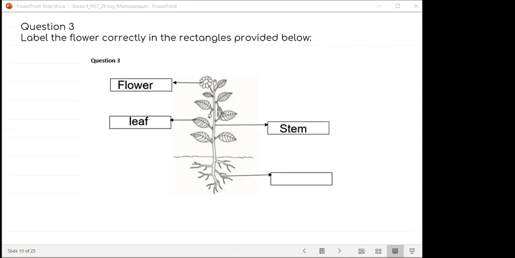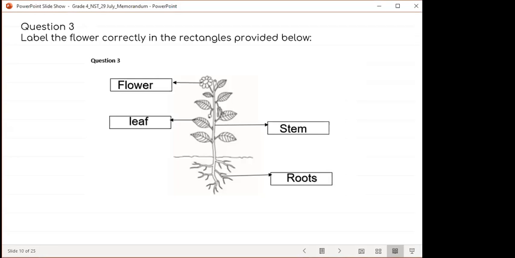Okay, and what is the function of the roots? The function of the root is to anchor the plant. All right, beautiful. Thank you very much for that, Tyron. So lastly, we have roots. Question 3 was out of 4 marks, and all you had to do was to give labels.